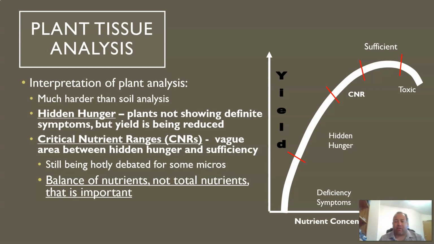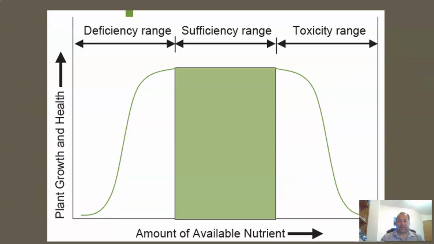Whereas the critical nutrient ranges is a vague area between hidden hunger and sufficiency, and it's still kind of under debate. But the one thing to understand is the balance of nutrients is important, not the total nutrients. And so let's take a look at this curve right here. So in terms of available nutrients, too little is not good, too much is not good, just right is what we're looking for in order to be able to promote plant growth and health.